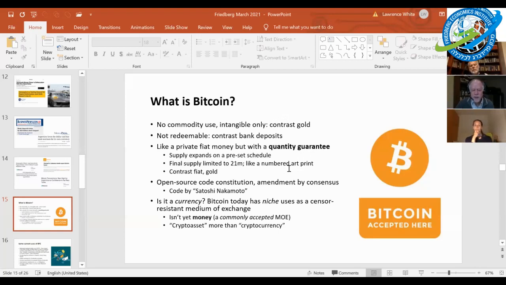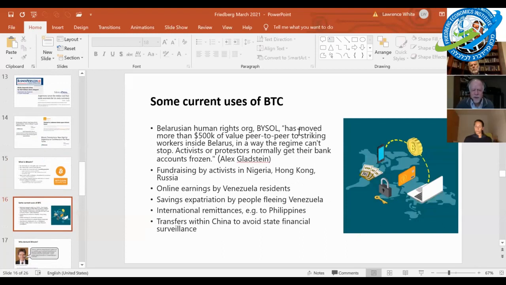It is probably better called a crypto asset than a cryptocurrency, although it is used as a medium of payment, or value transfer, in some cases. Some of the current cases include human rights organizations, like in Belarus, receiving $500,000 worth of Bitcoin and distributing it to striking workers in a way the government of Belarus hasn't been able to stop.